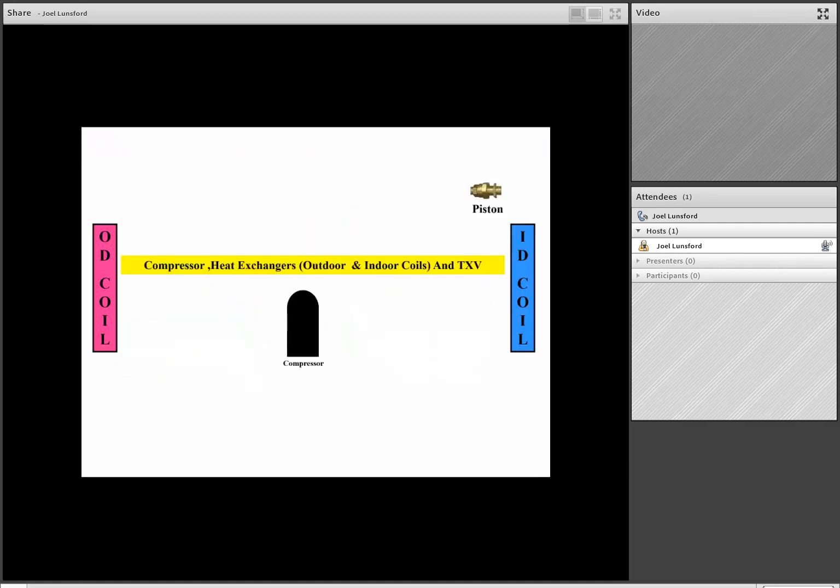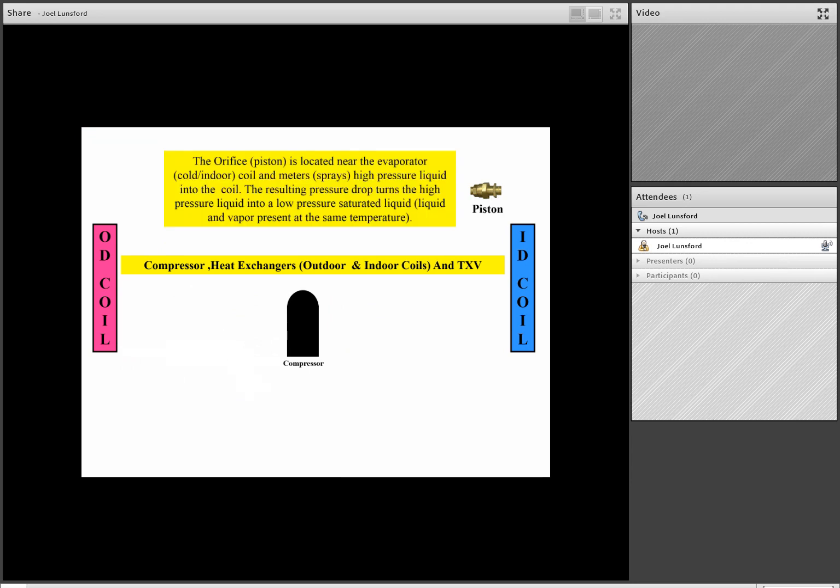So if we have our refrigeration cycle, again, we could have a piston or an orifice, and it will be located near the evaporator coil, and it also is going to meter or spray high pressure liquid refrigerant into the coil. And again, the resulting pressure drop will turn that high pressure liquid into a low pressure saturated liquid where you have liquid and vapor together at the same time. And we're going to boil that refrigerant off in the evaporator as we absorb heat that passes across it from the airstream, and then the resulting cool vapor will go back to the compressor on the suction line to cool the compressor windings.